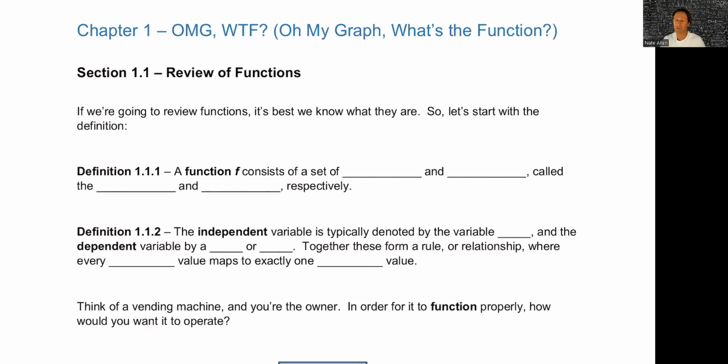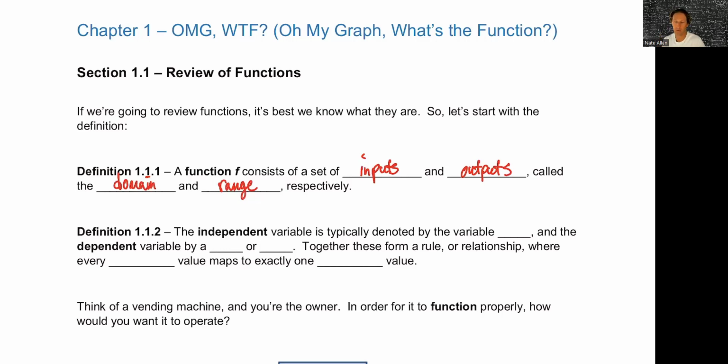Function f consists of a set of inputs and outputs. We call these the domain and range. For every x that we put in, that's going to be our domain, like our home. Everything that comes out will be the range of values that we get. All right, hopefully that's familiar. You're able to come up with those on your own. Definition 1.1.2 means it's from chapter 1, section 1, second available definition.